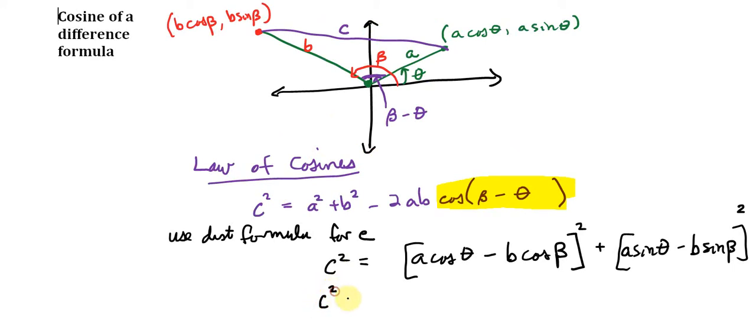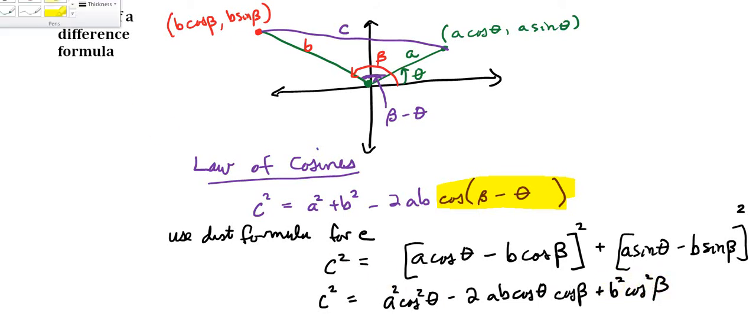So C squared, when I FOIL this out, I'm going to get some messy stuff. I'm going to get A squared cosine squared theta minus 2AB cosine theta cosine beta plus B squared cosine squared beta. So that's this first part here, all right?